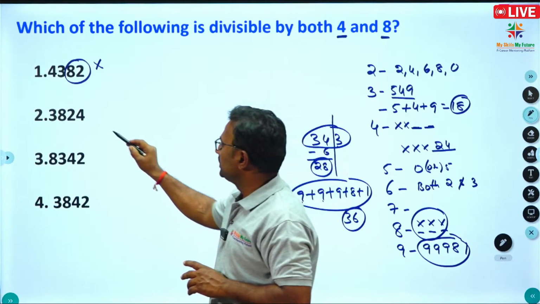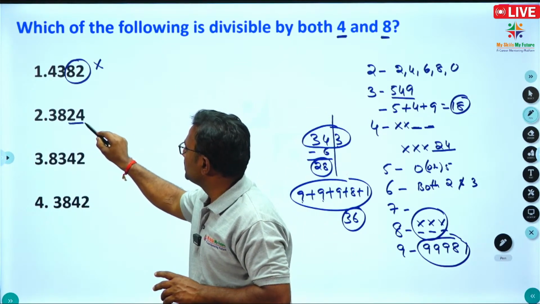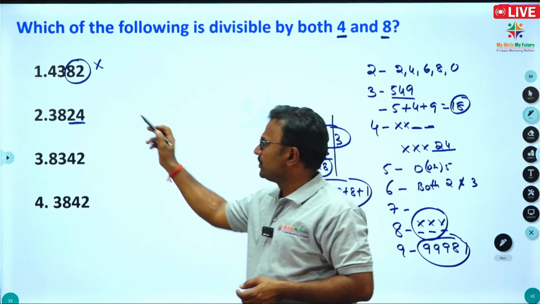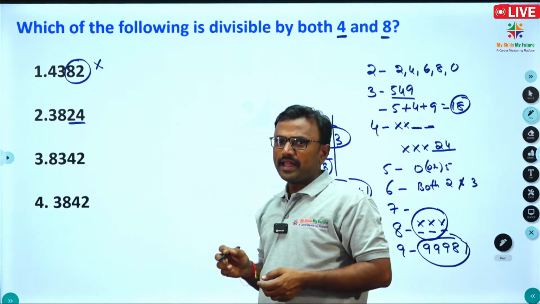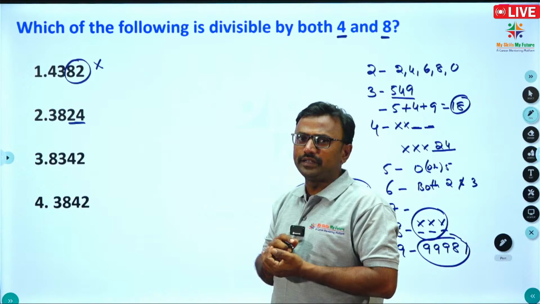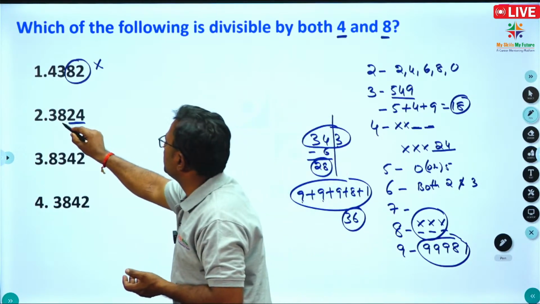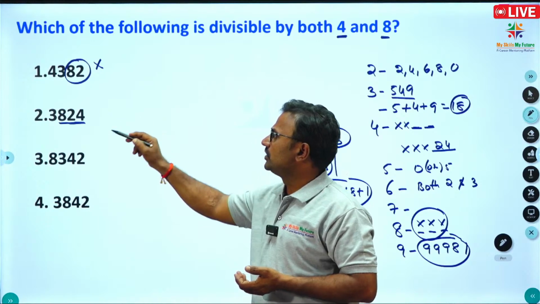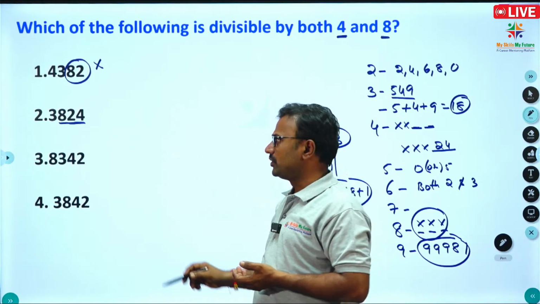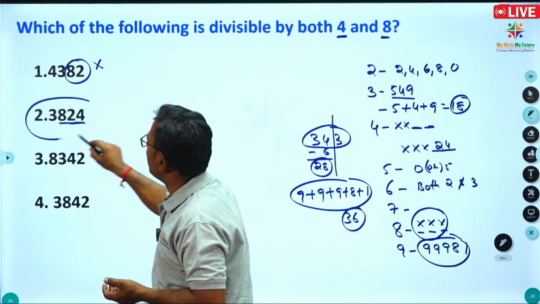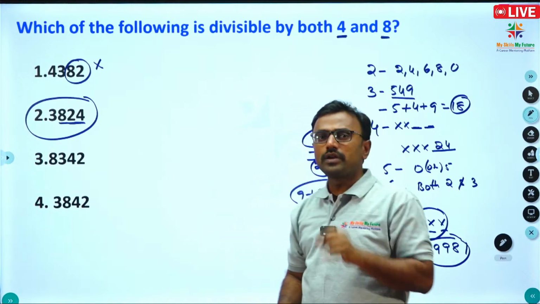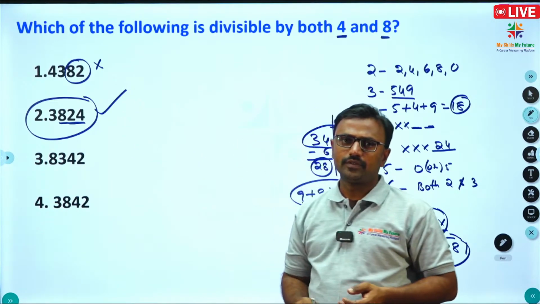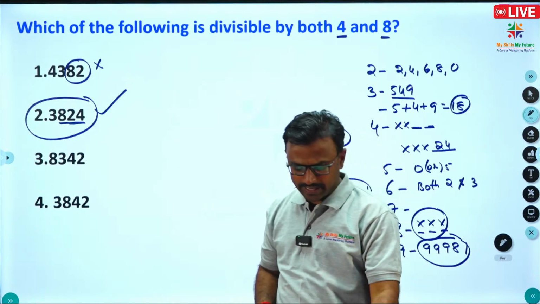If you see this option, its last 2 digits, 24, are divisible by 4. Yes, so this number is divisible by 4. And what about the divisibility rule of 8? 824 is divisible by 8. Yes, 8 ones are 8, 8 threes are 24. So this number is divisible by both 4 and 8. No need to check the other options. Option 2 is correct. Next question.